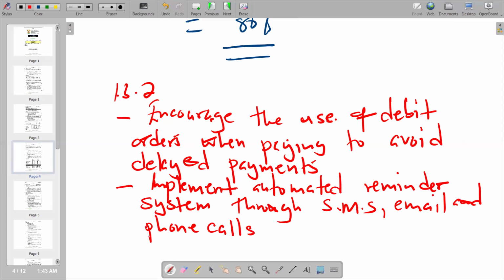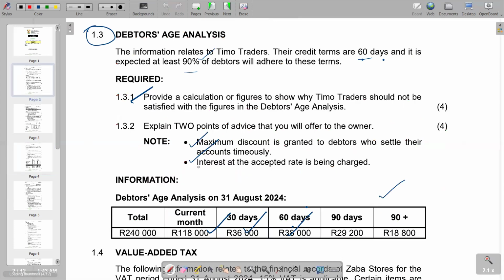So basically, this is what we have. We refer back to our question. You're going to see that our question is saying explain 2 points. So another point that we can also include, they can also offer various payment options. Obviously, in terms of paying, it should be flexible. If the debtors want to pay with a different method of payment, they can also pay, so that we avoid the issue of delayed payment.